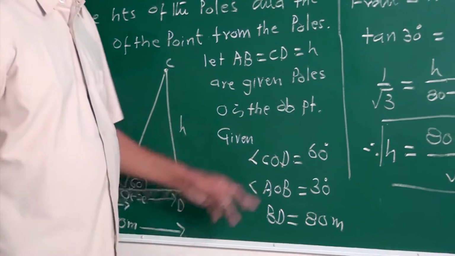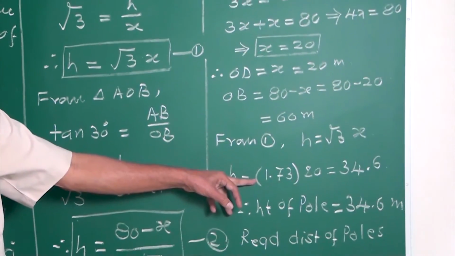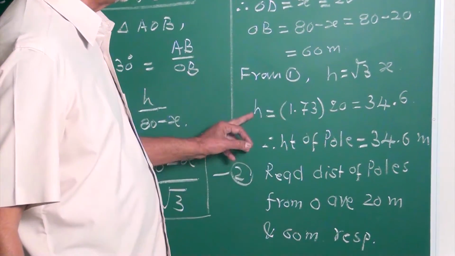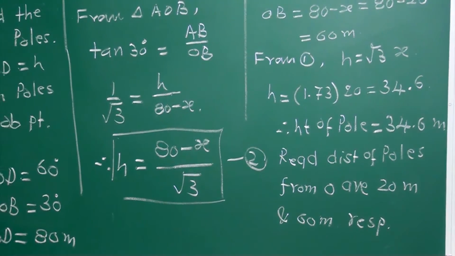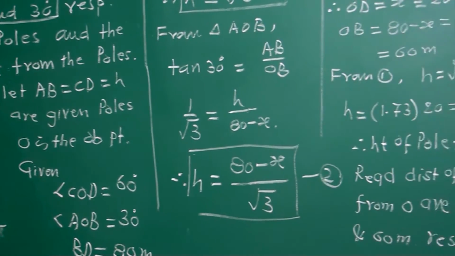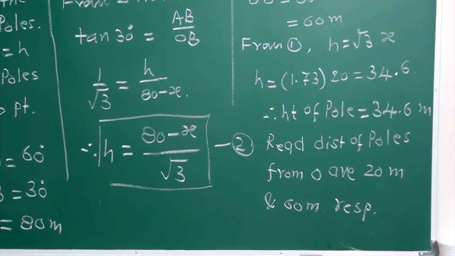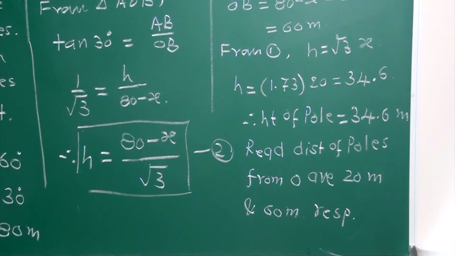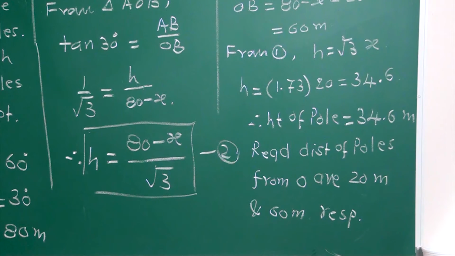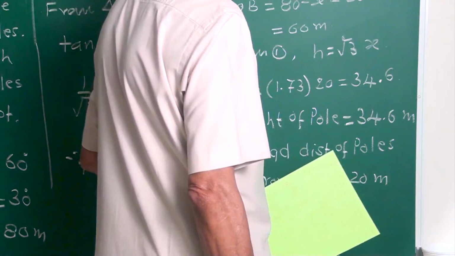Then from 1, what is h? Root 3 into 20, where root 3 is 1.73, into 20. If you simplify this, you get 34.6. H means the height of the pole. The height of each pole is 34.6 meters. And the required distances of the poles from the observing point are: this side is 20, that side is 60. This is the example. My friends, it is also one good example.